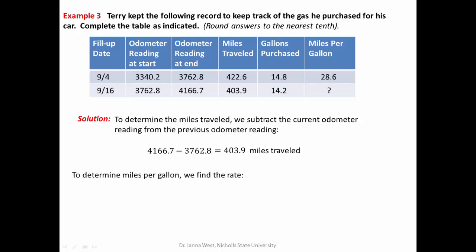Next, we need to determine the miles per gallon. So we will find the rate by dividing 403.9 miles by 14.2 gallons, since it took 14.2 gallons to fill up the tank on September 16th. Now, in order to find the unit rate, we simply divide 403.9 by 14.2. We have determined that he got 28.4 miles per gallon during the time period from September 4th to September 16th.